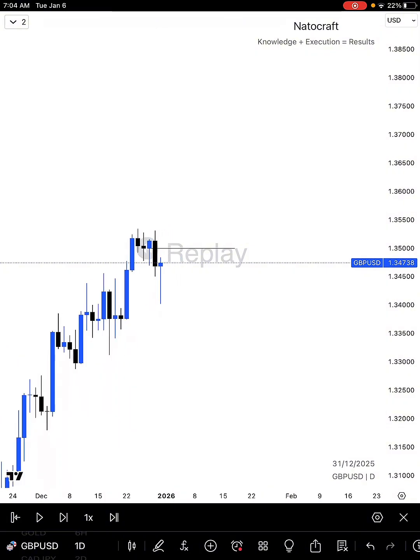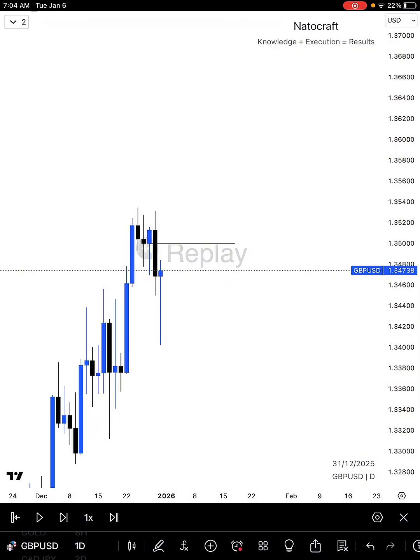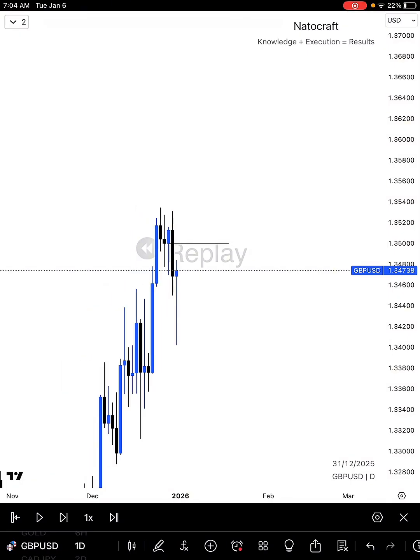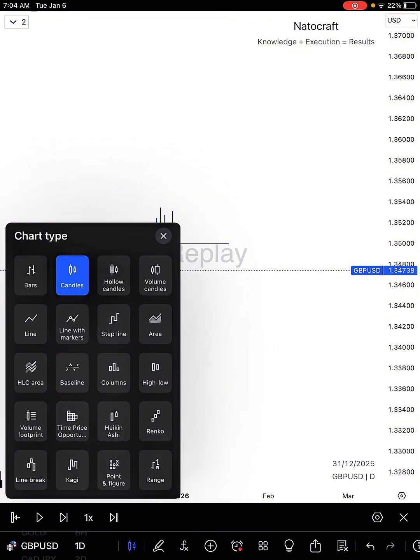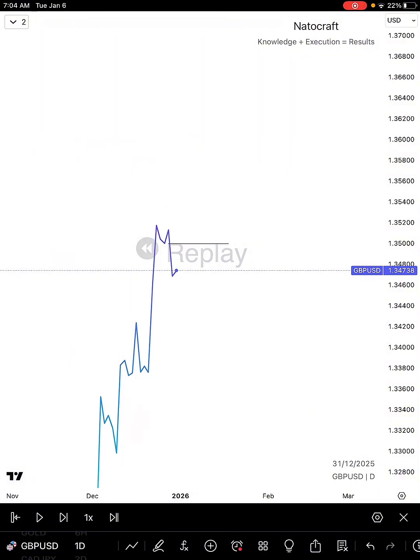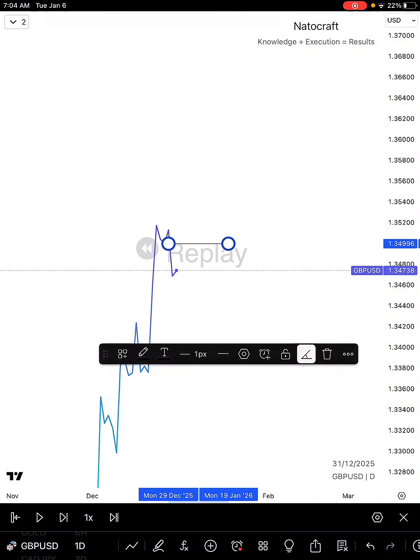So I start marking out my key levels on the higher time frame. On this trade, I started on the daily, as you can see. So I marked out this V level. Let me show you on the line chart. I marked out this V level.